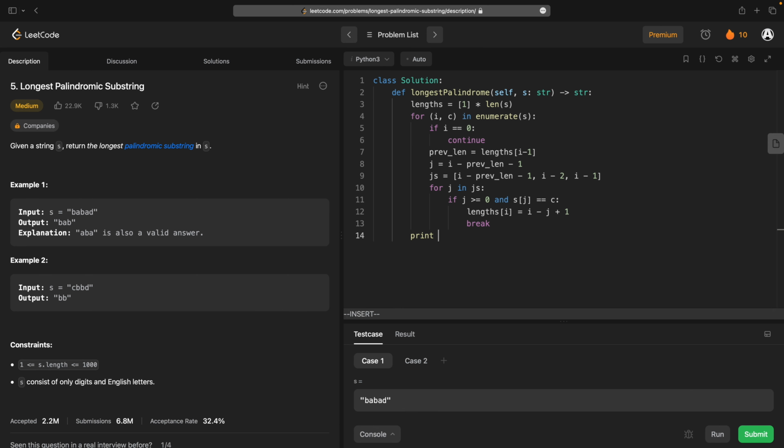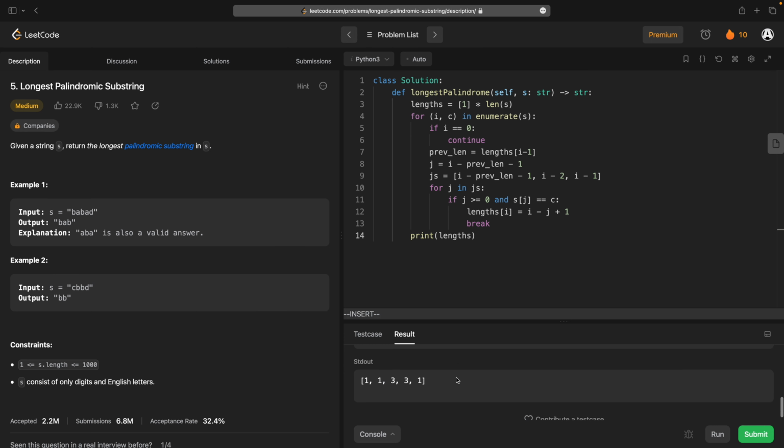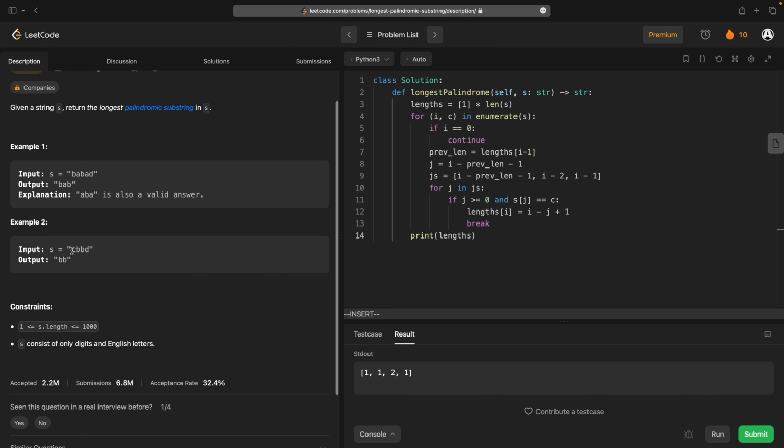Let's just start there and see what we get for lengths. For here, I expect to see 1, 1, 3, 3, 1, for example. 1, 1, 3, 3, 1. Good. 1, 1, 2, 1. Is that what we expect? 1, 1, 2, 1. Perfect. That is what we expect.